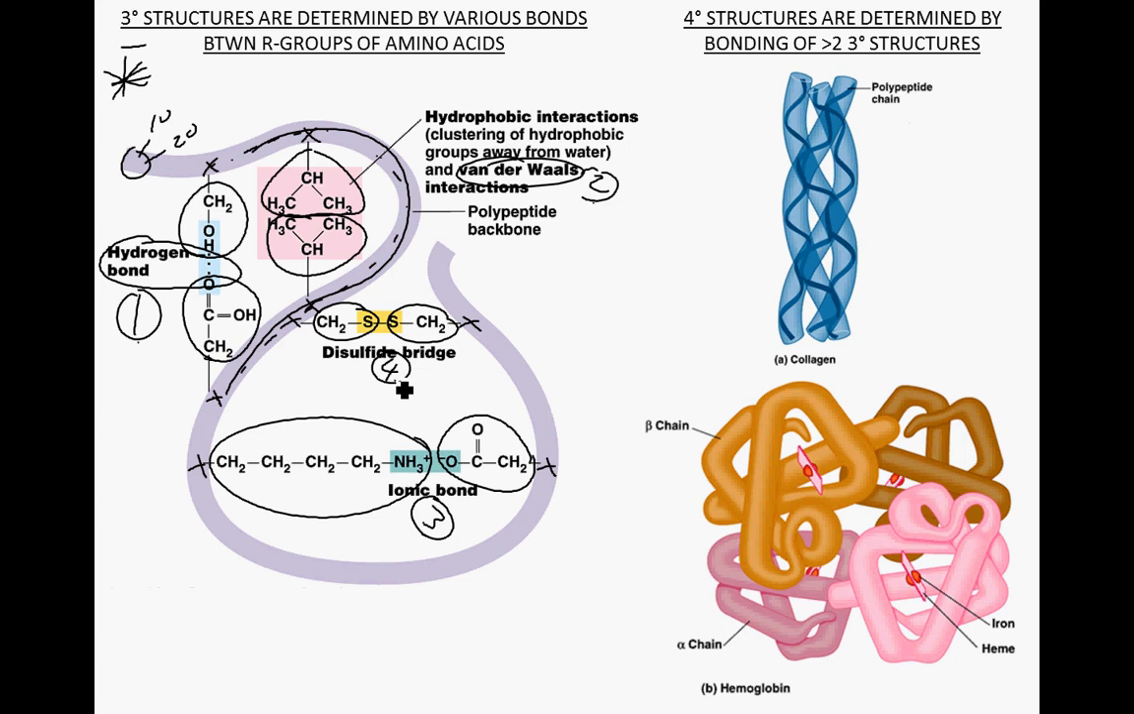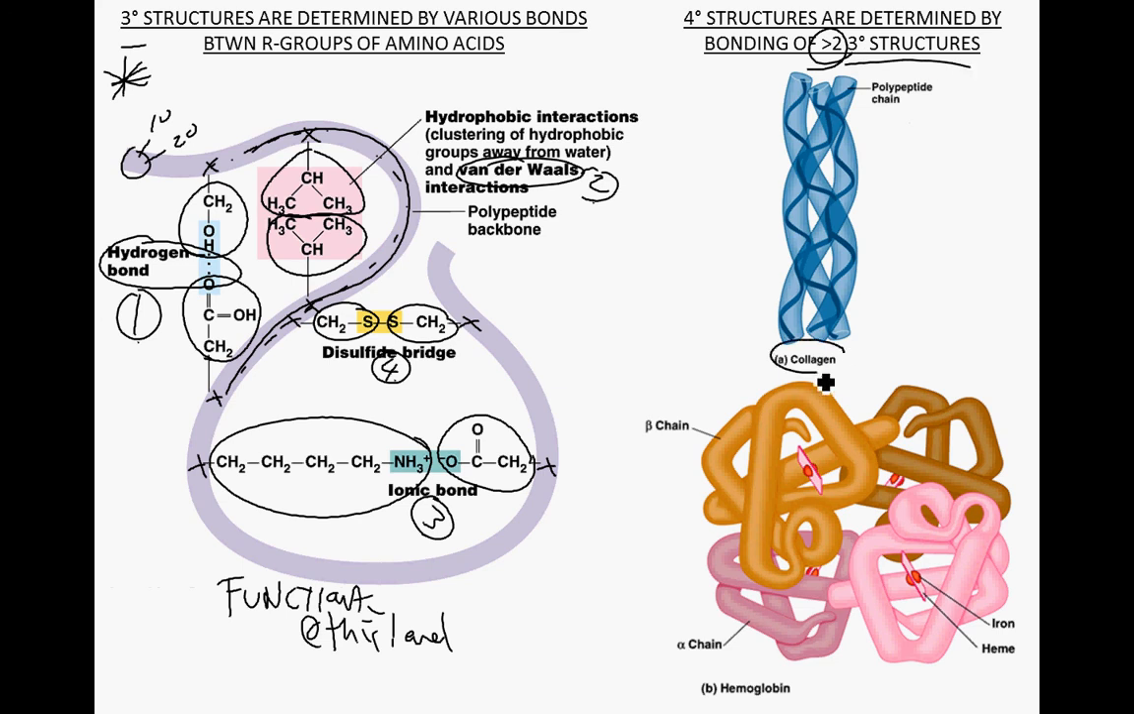Most proteins are functional at this level, right? So once you get this thing folded, it's functional at this level. Other proteins are functional at maybe a quaternary level structure. So the next level of structure is determined by the bonding of 2 or more tertiary structures together.